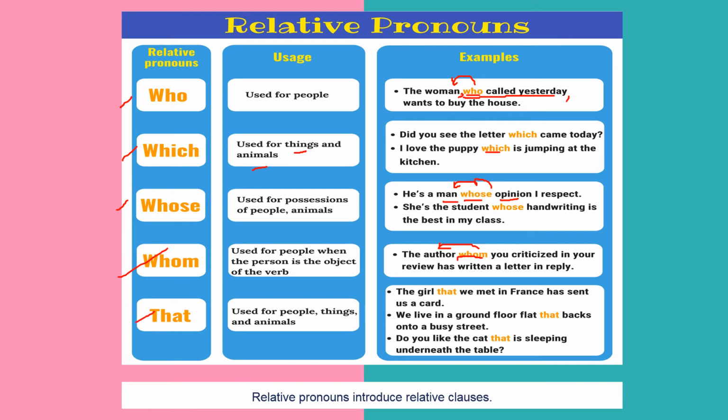That is used for people, things, and animals. The girl that we met in France has sent us a card. We live in a ground floor flat that backs onto a busy street. That, talking about the ground floor flat. Relative pronouns introduce relative clauses.